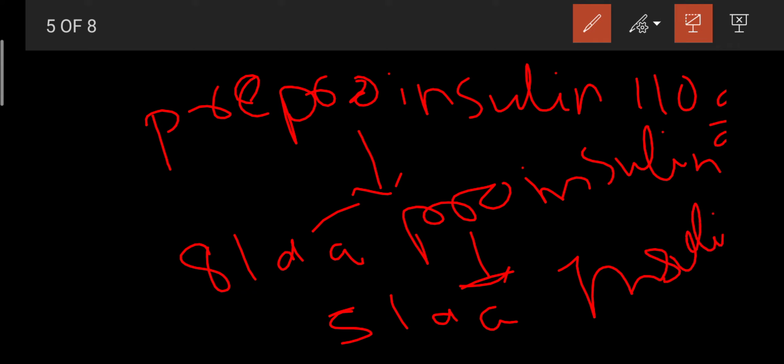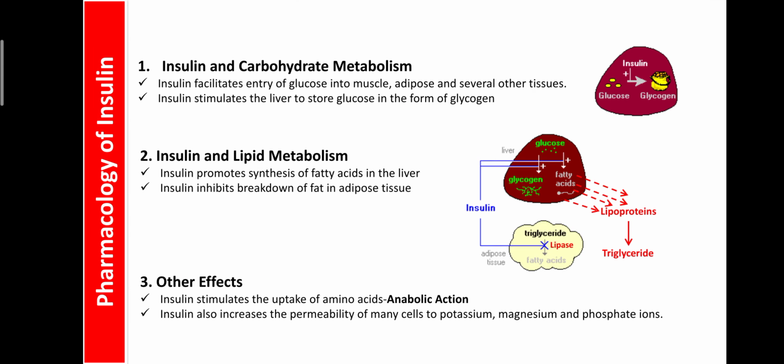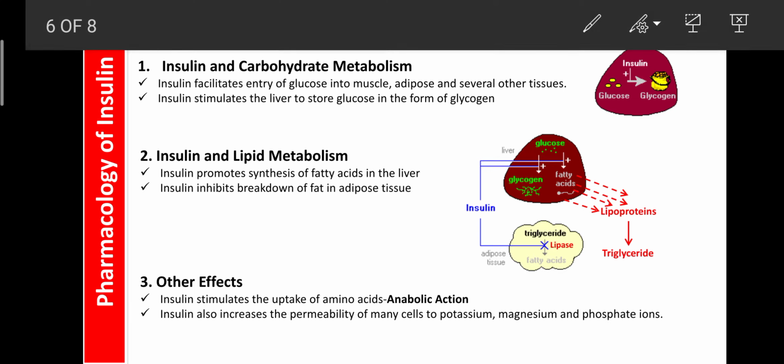So this insulin can act on the various insulin receptors present on the liver cells, adipose cells as well as the muscle cells, and helps to enhance the metabolism of glucose. Like that, the beta cells are responsible for the release of insulin. Okay, so next we learn about the pharmacological actions of insulin.